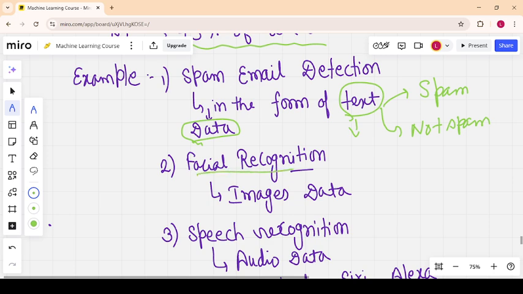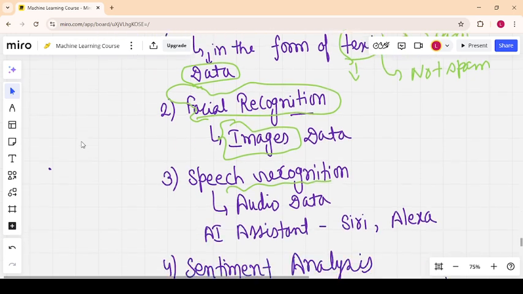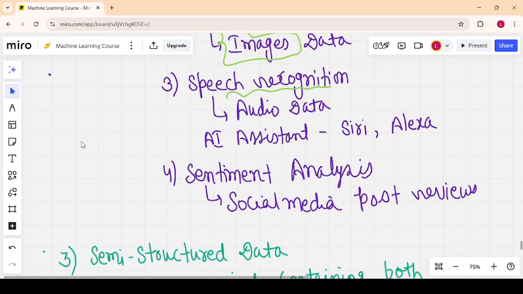Next is a facial recognition system that incorporates multiple images, processes them, and yields an output, the face of that person. So it involves images as data, which is unstructured data. In a speech recognition task, we use audio data. For example, AI assistants like Siri and Alexa use audio to generate output and process unstructured data, that is, audio data.